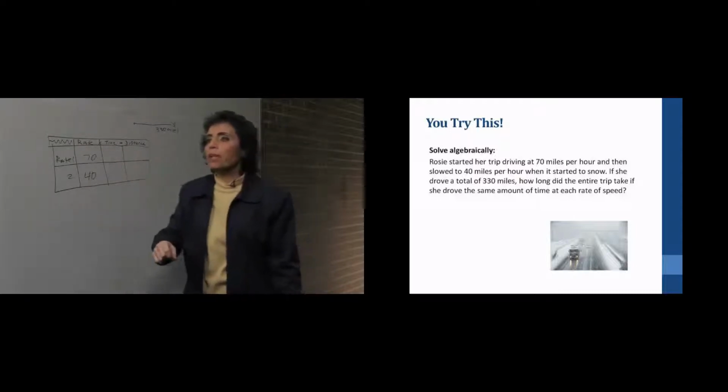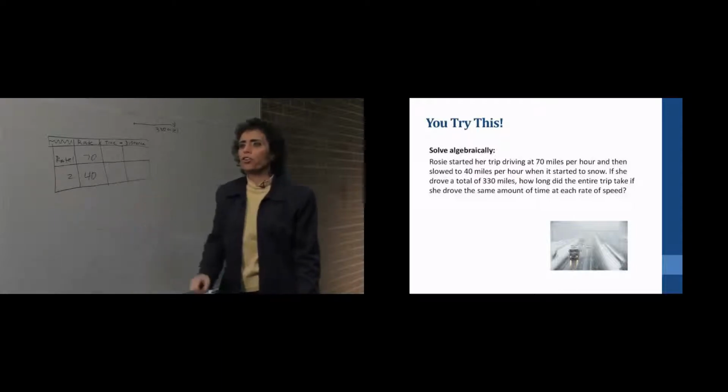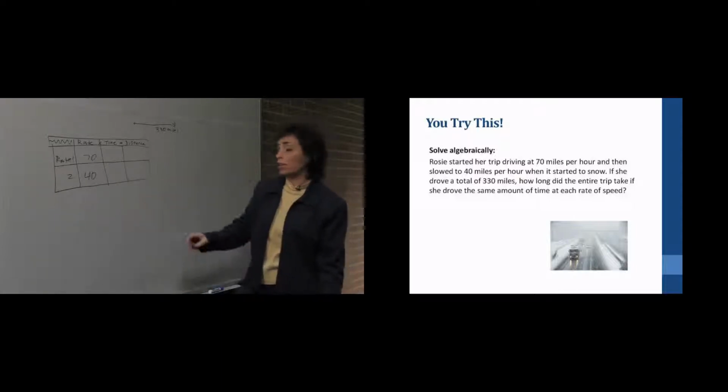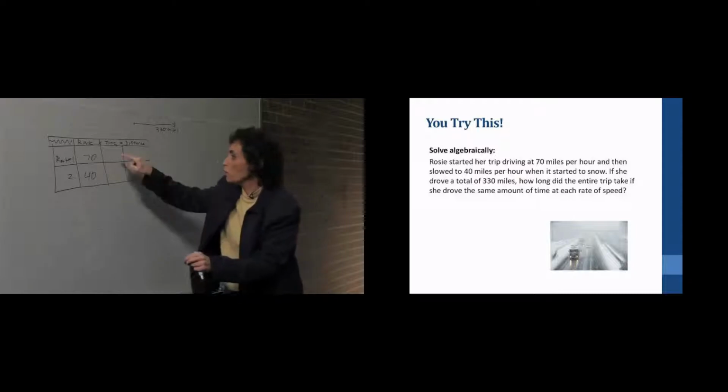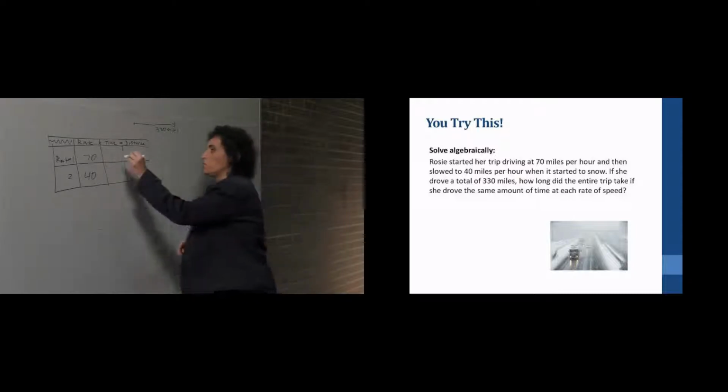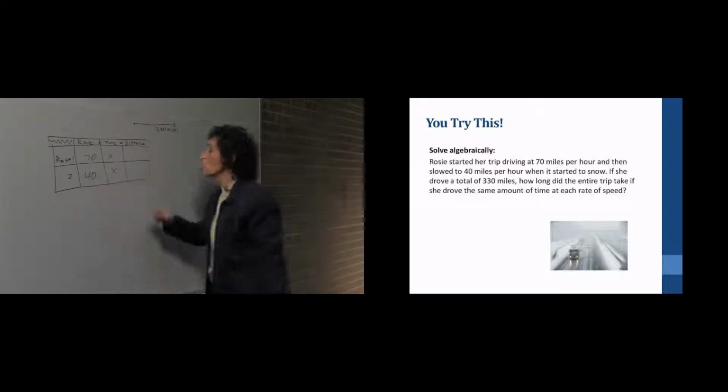How long did the entire trip take if she drove the same amount of time at each rate of speed? So they're telling you she drove the same amount of time. So this is x, and this is x. Squiggle.